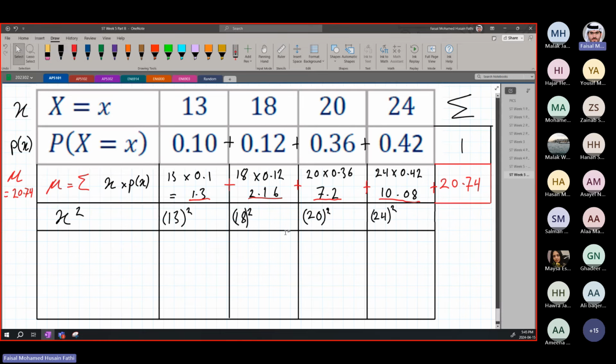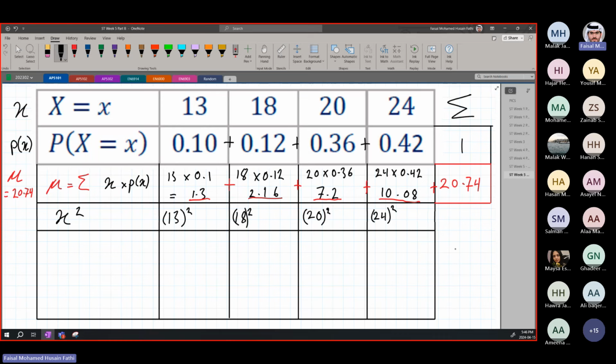Obviously, in the actual table, the only thing you're going to leave here is the answer. I'm just solving it here so I can show you guys what I am doing. What you're going to do is put 1.3 in the calculator and then just write 2.16 in your box. Then 7.2. Then 10.008.